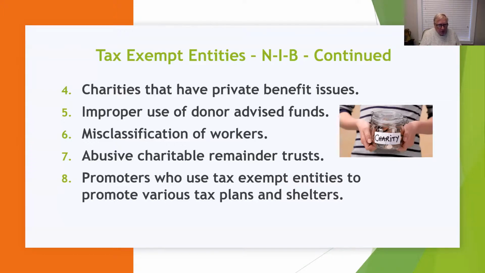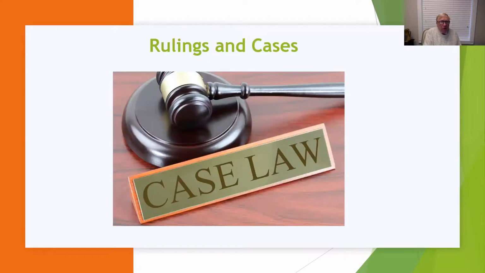Abusive charitable remainder trusts, and those are cases where individuals are trying to use charitable remainder trusts to launder sales or whatever so that no gain has to be reported. Charitable remainder trusts are complex. The rules are complex. They are not for the meek and mild. And promoters who use tax exempt entities to promote various tax plans and shelters. So that's the IRS general compliance.